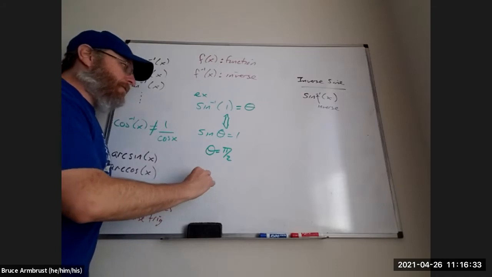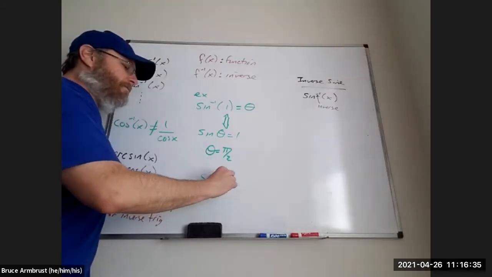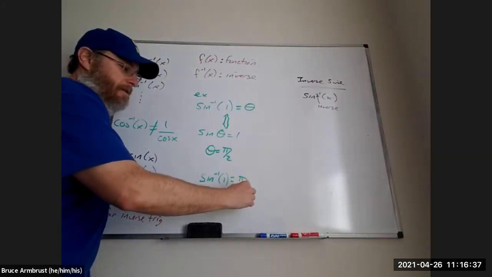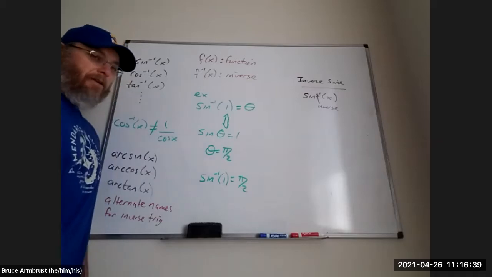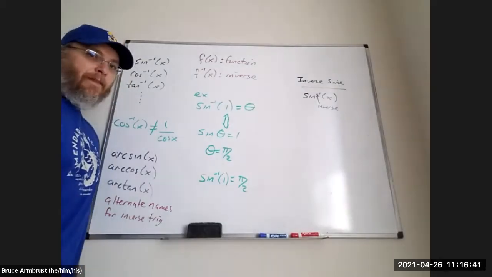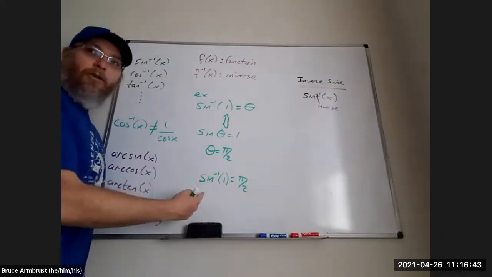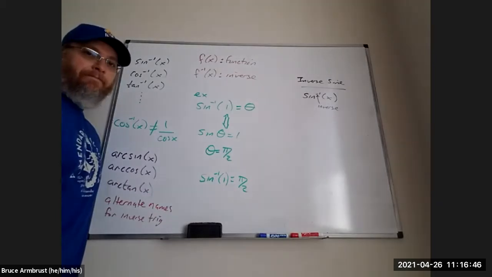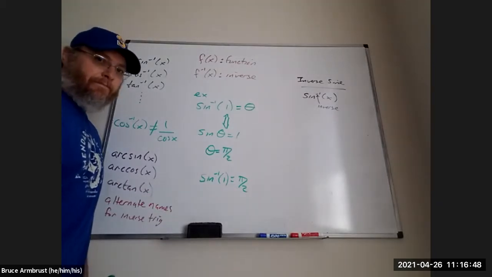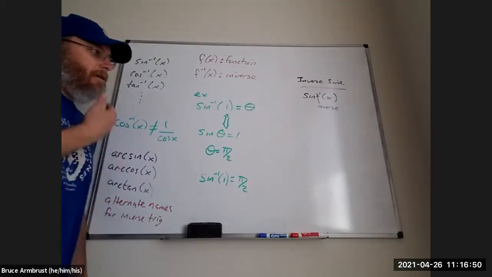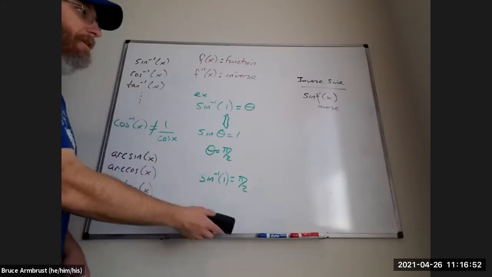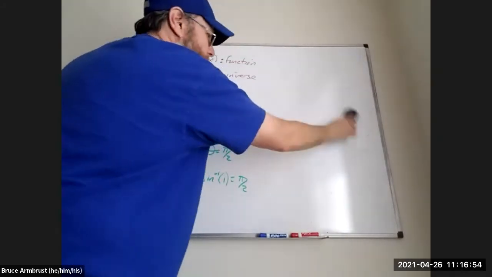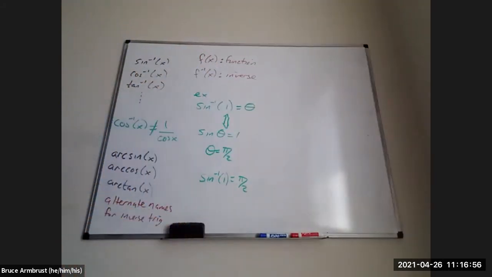So here's what would happen. If you were to do the inverse sine of 1, it's going to spit out pi over 2. It's giving us an angle whose sine was given. All right, so that's how these things play out. It's really just a matter of figuring out what angle gives us that value.